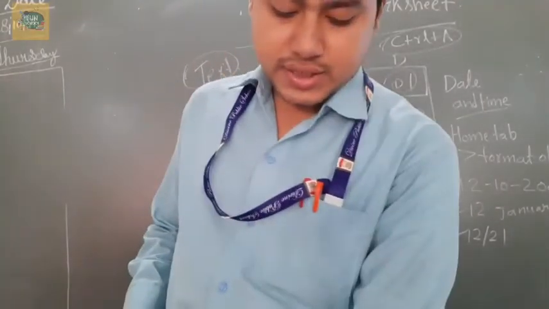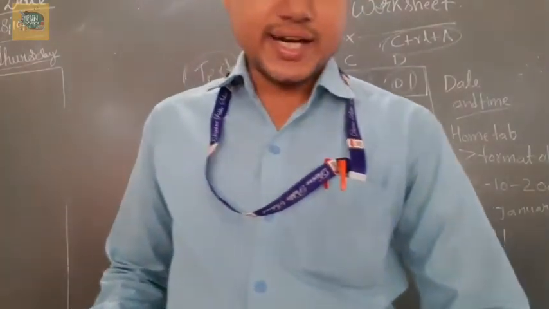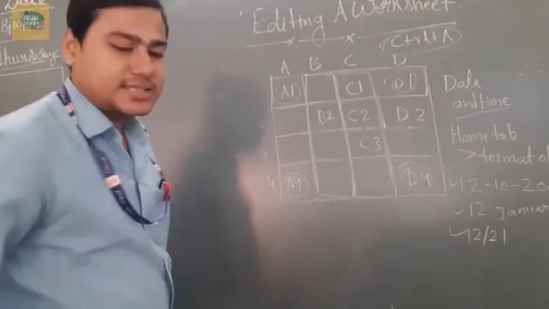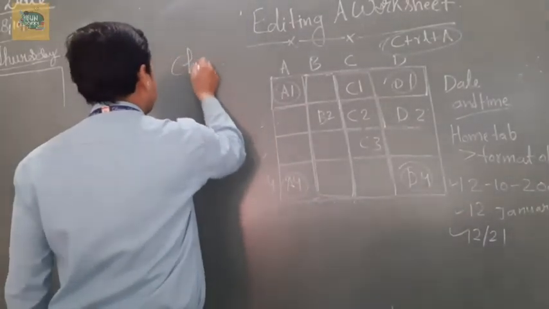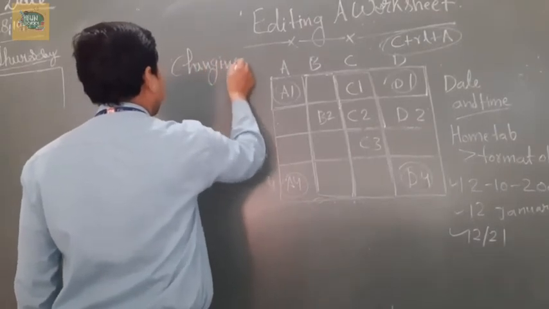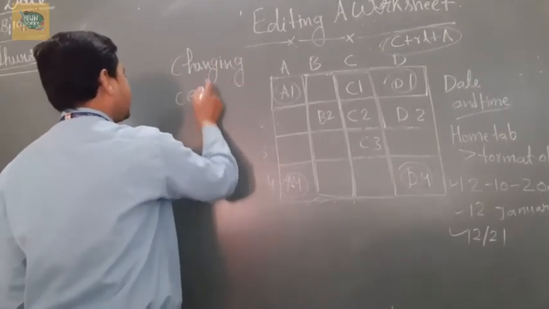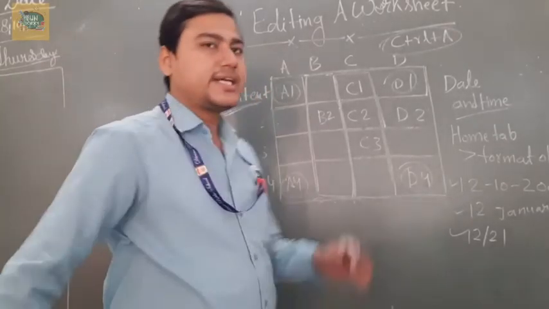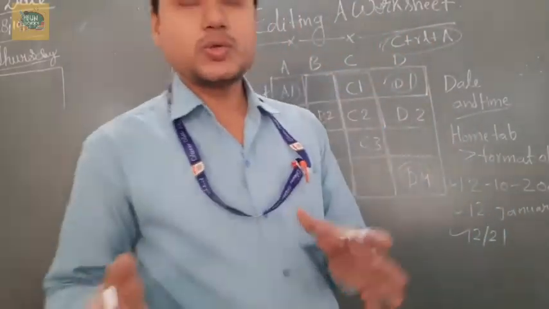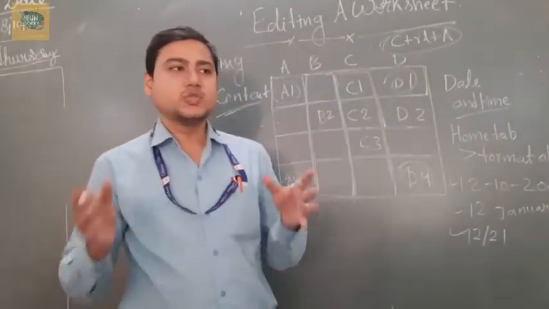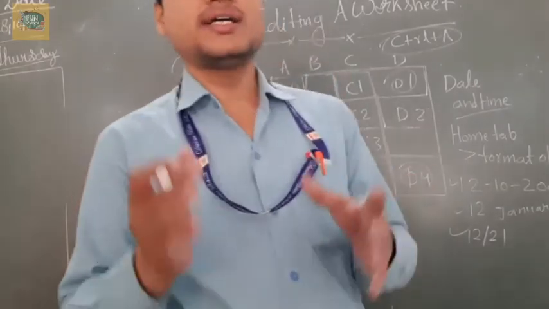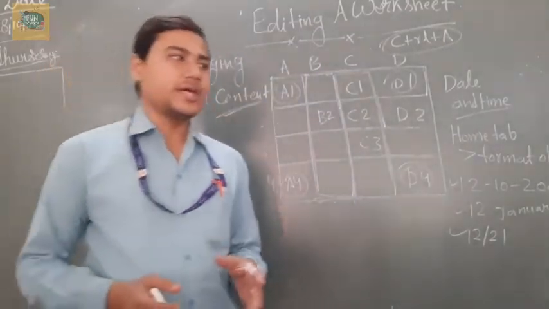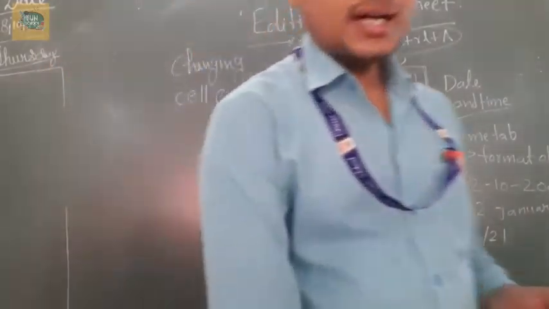Now the next topic is changing cell content. So what is content? Content means the value you can insert in a cell. The value you can insert in a cell is called content. So you can change the cell content.